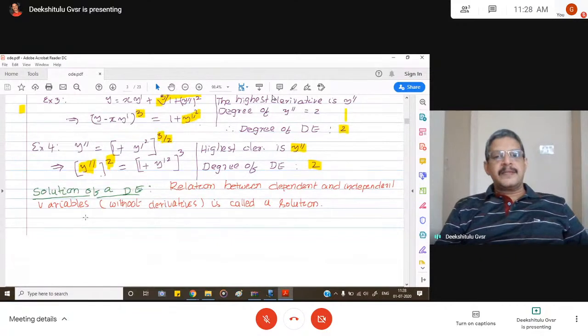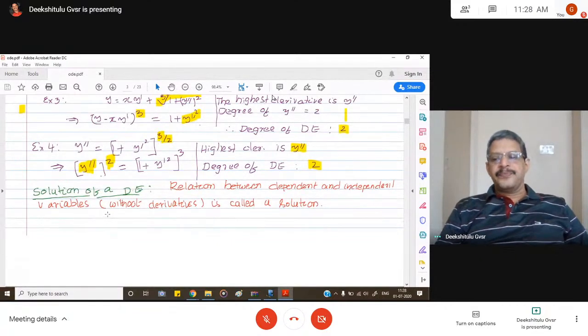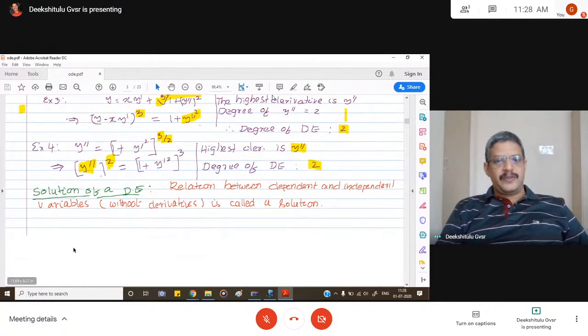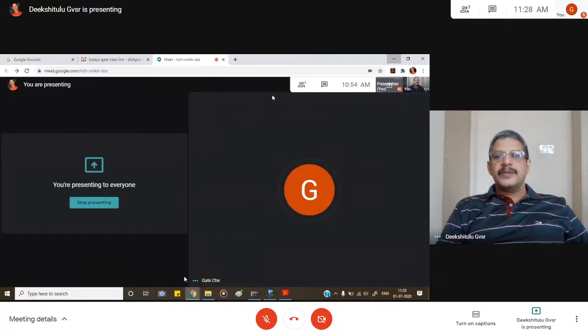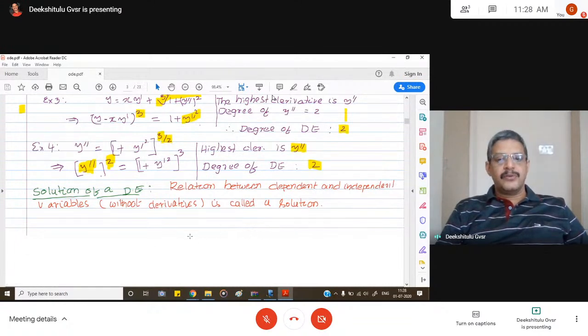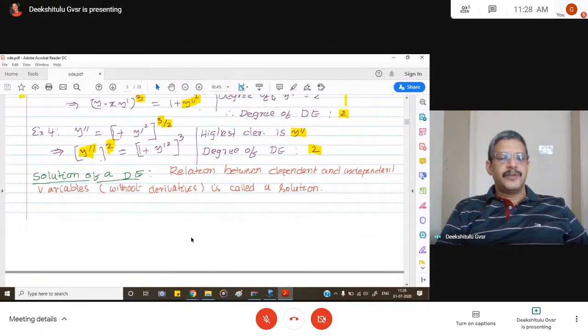Once this is known, how do you classify? How do you find the solutions of a differential equation? What is the solution of a differential equation? A relation between the dependent variable and the independent variable, and it should not have derivatives. Such a relation between the independent variable and dependent variable is called a solution of the differential equation.